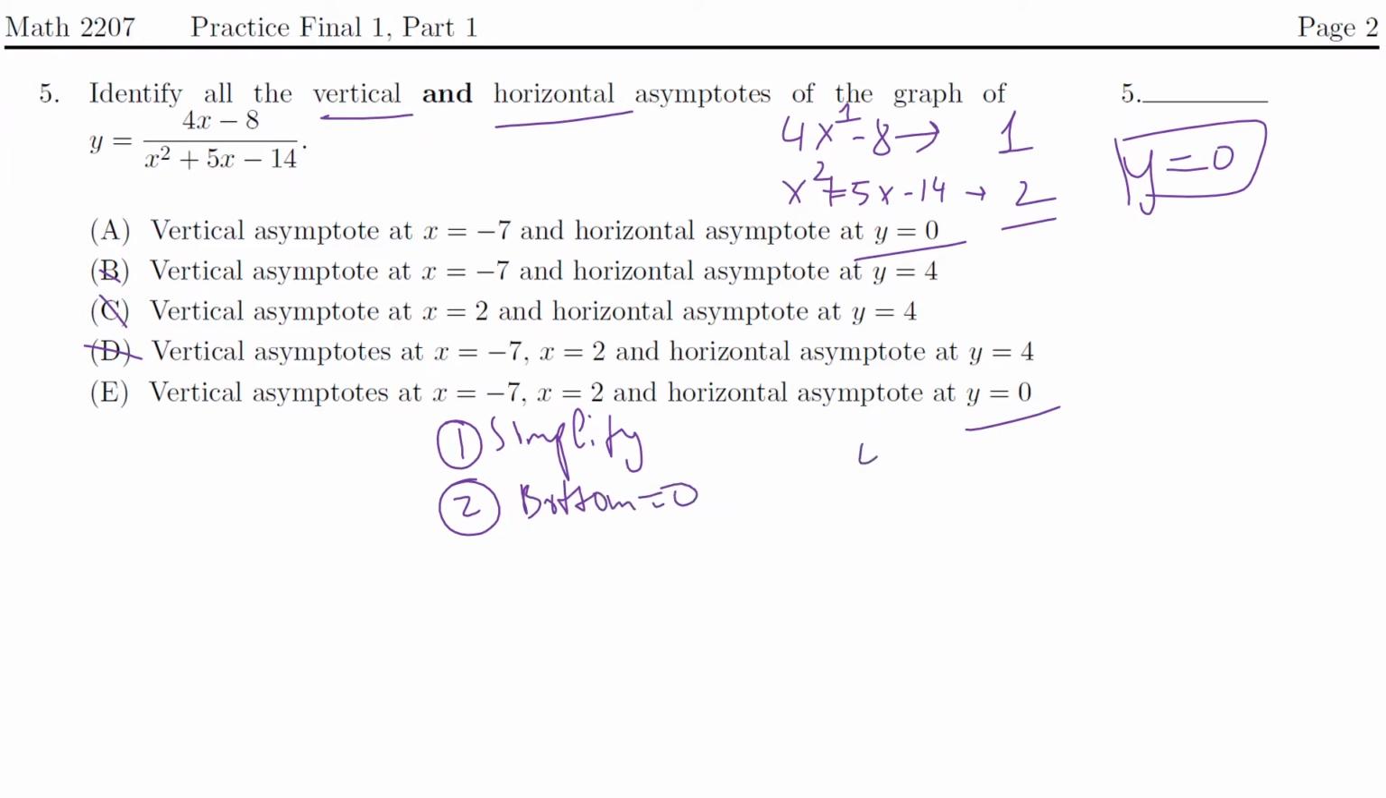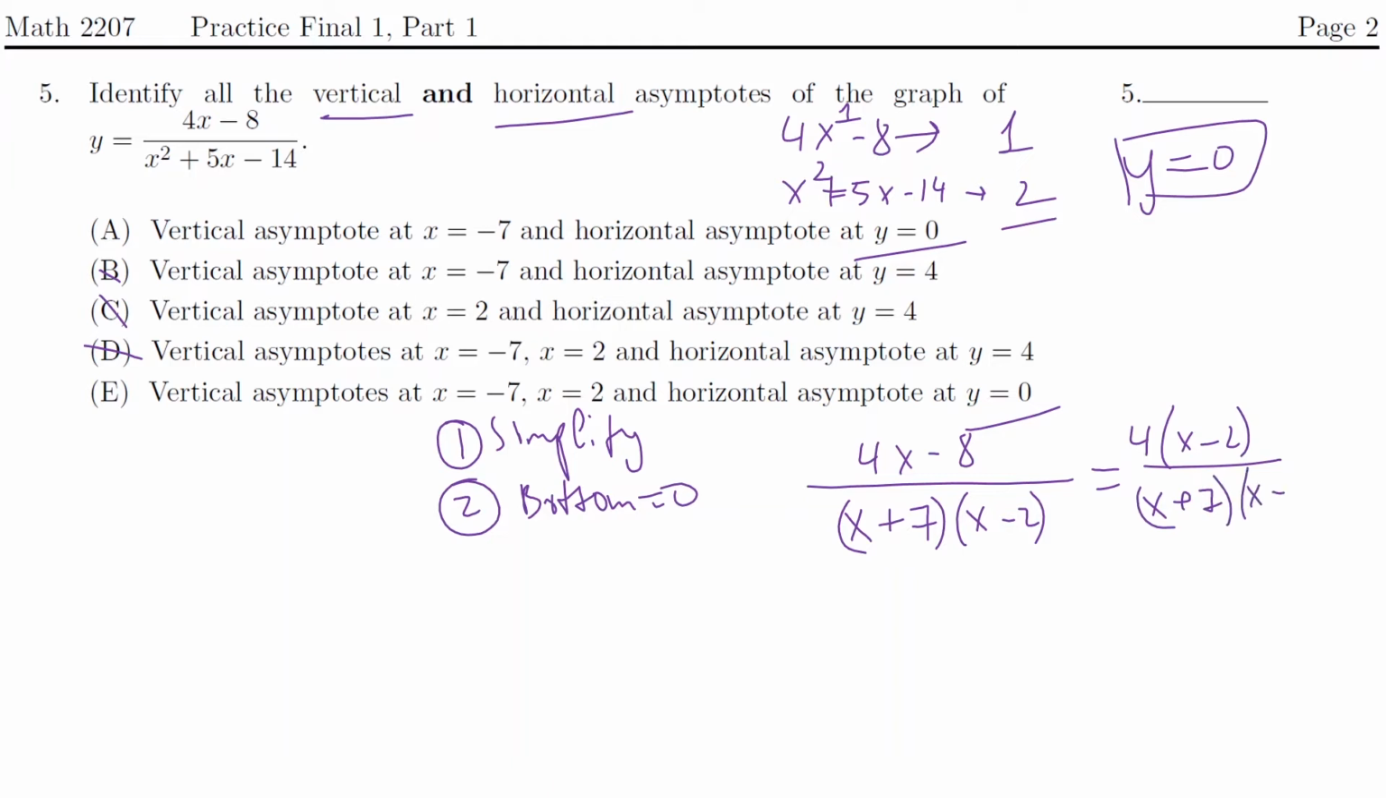Very simple. 4x minus 8. And the bottom could be factored into x plus 7, I think, times x minus 2. It seems like that matches, right? So let's factor the top as well. So 4 times x minus 2, over x plus 7 times x minus 2. You can double check the bottom is factored correctly by foiling it. So let's cancel x minus 2. Therefore, we're left with 4 over x plus 7.